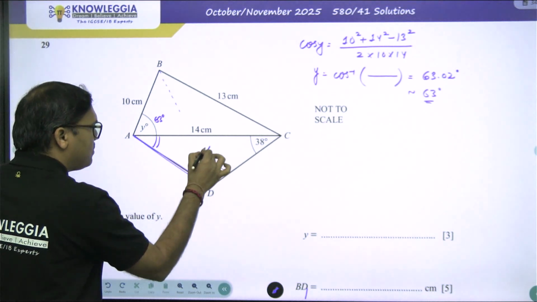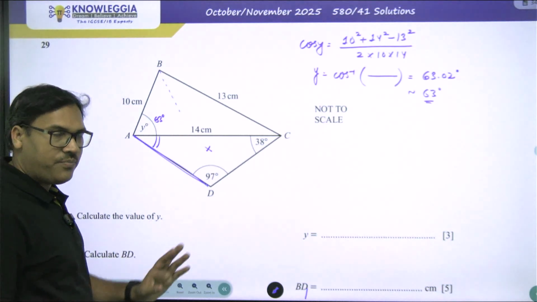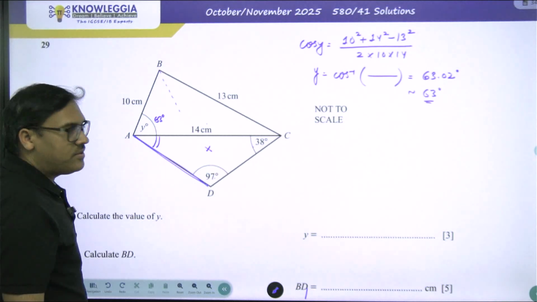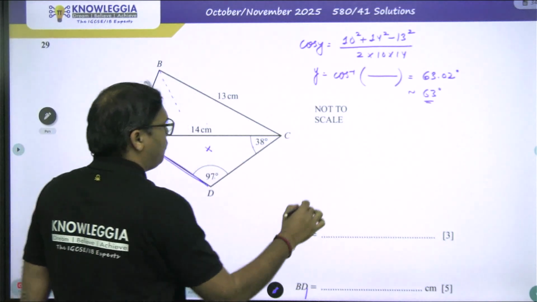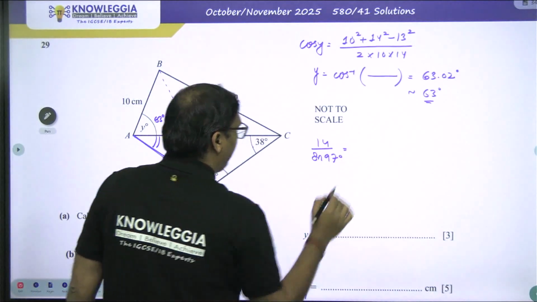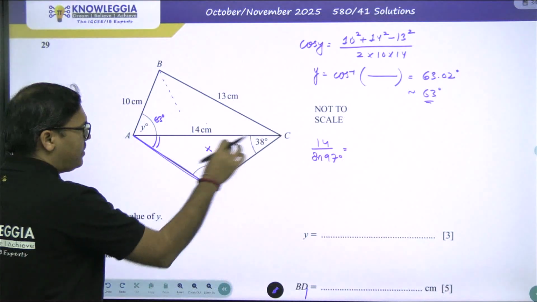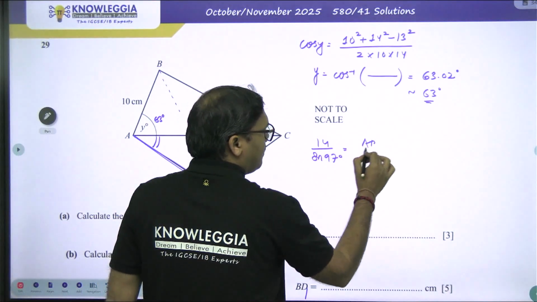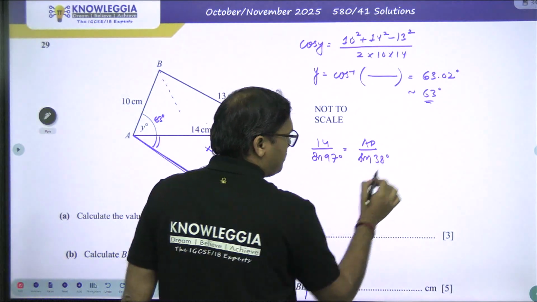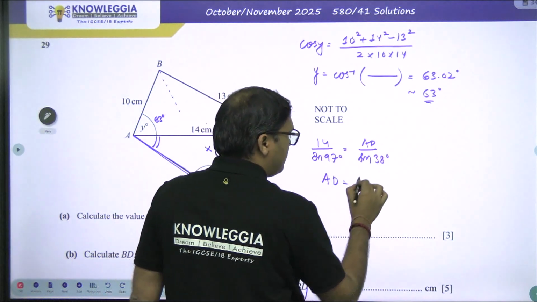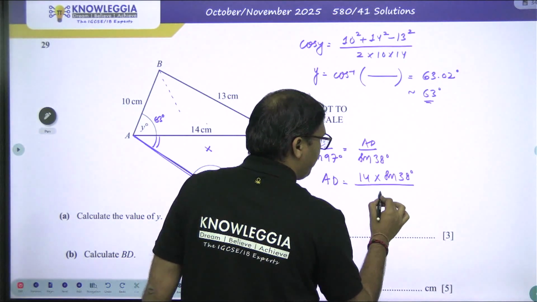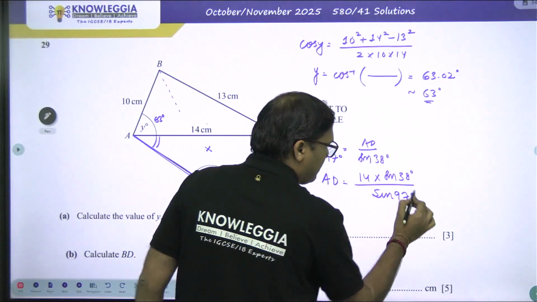I can use sine rule in this triangle. How? You can see this side is opposite to this angle, and AD is opposite to this. So I can write 14 upon sine 97 degree is equal to AD upon sine 38 degree. So what is side length AD? This is 14 into sine 38 degree divided by sine 97 degree, right?